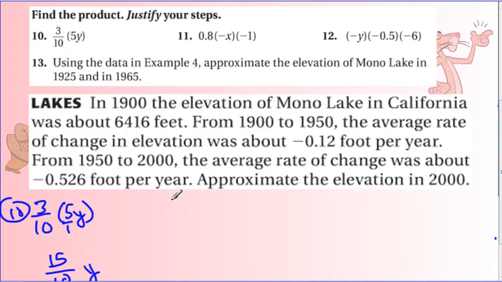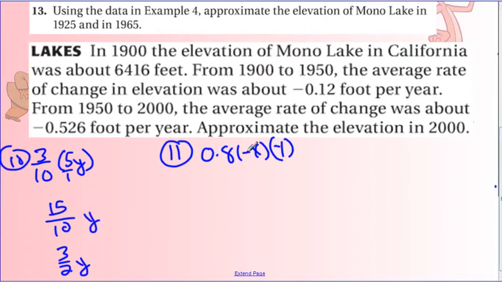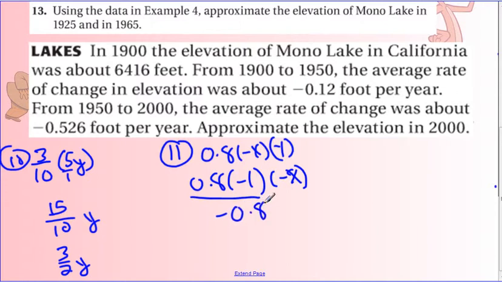Number 11. 0.8, negative x, negative 1. Well, if this negative x wasn't here, I could multiply 0.8 times negative 1. So maybe if I move around a little bit, I can move the 0.8 next to the negative 1. And then negative x goes at the end. So I can multiply this and then that. So here, 0.8 times negative 1 is just a negative 0.8.